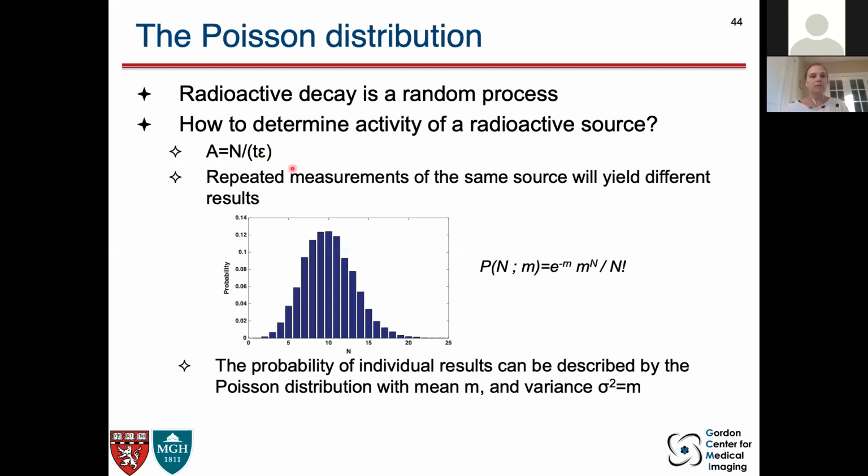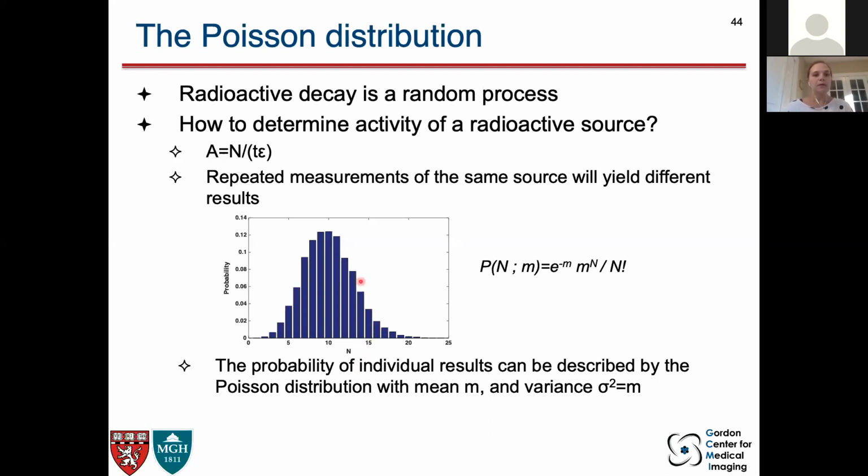But if we do this measurement a number of times, measuring the number of counts during the same measurement time every time, we will get different results every time. This is simply due to the stochastic nature of radioactive decay, because your source will not emit a fixed number of gamma rays in a given time. It has a fixed probability of emitting a gamma ray in a given time, but the actual number can of course vary.